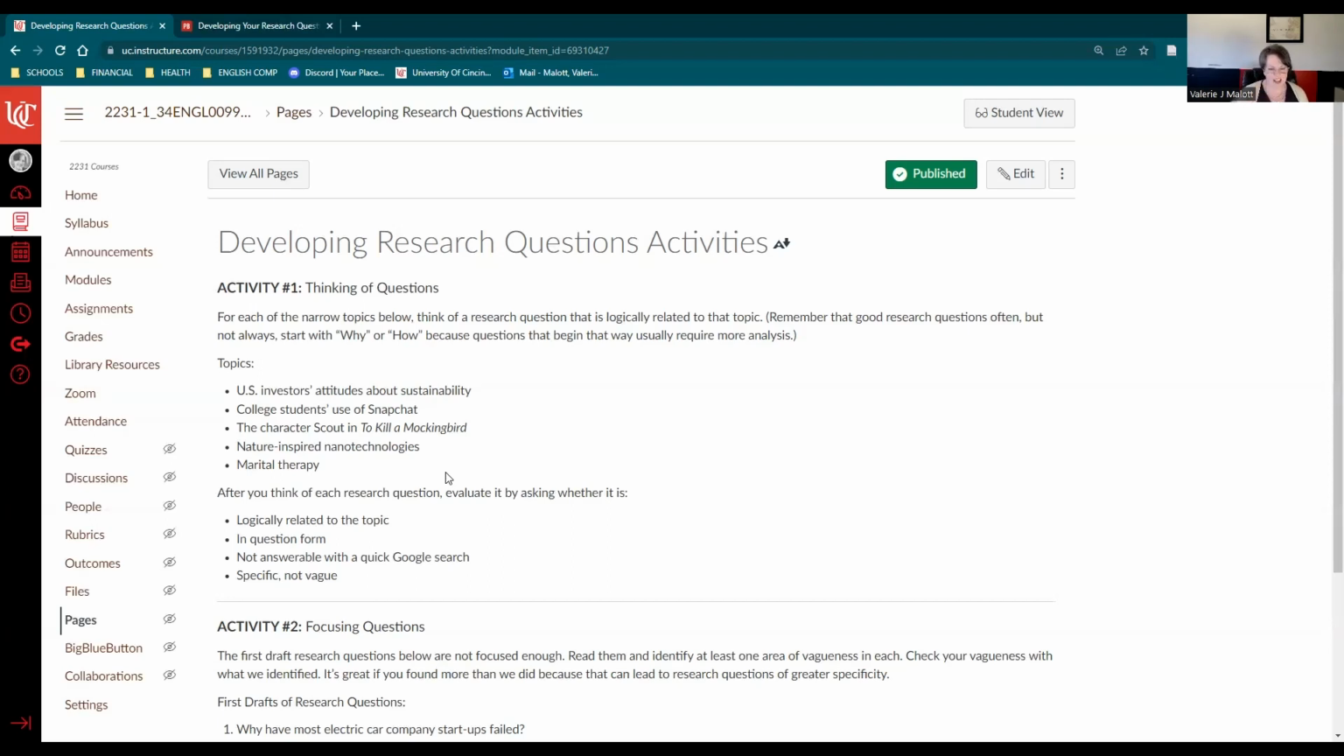So again, you can take a few minutes, maybe toy with those topics. Maybe one of these really interests you as a topic that you want to pursue in your paper. That's fine. But the point here is to come up with a question that is not only logically related to the topic, but is also not easily answered with a quick Google search. So again, if it's a why or how, it's not going to be as easily answered by looking on Google, whereas if it's just a what question, you can go to Google, look it up, and get information.